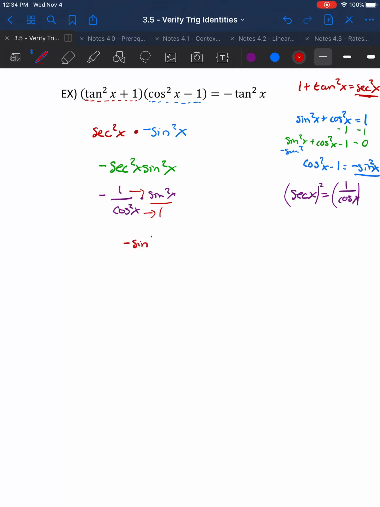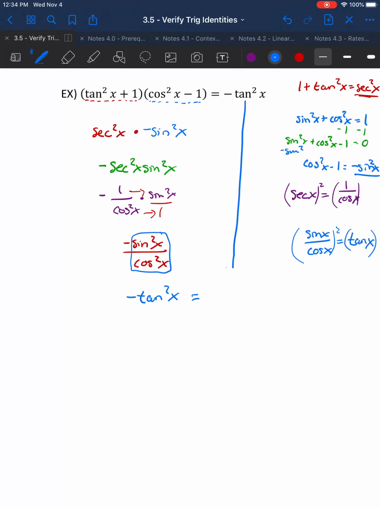Fractions, I multiply straight across the top. And isn't there an identity that says that sine over cosine is equal to tangent, but if I square both sides, that would give me sine squared over cosine squared. So this here would be tangent squared, but then I've got my negative. And is that where I wanted to go?